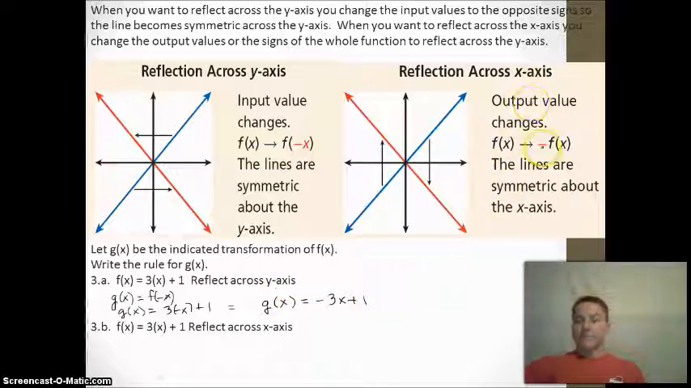To get a reflection across the x-axis, it says we change the sign of the whole function. So to get reflected across the x-axis, for g of x, we're going to change the entire function f of x. So we are going to take and change every sign of f of x. So that would be negative 3x minus 1.